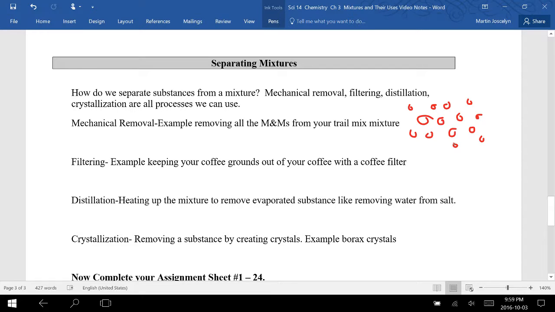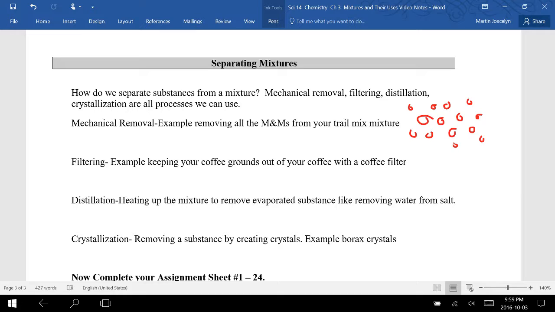Filtering is when we use a filtering device or sift or filter paper to actually filter out a substance. So we could filter out sand with a colander out of water, or we could filter out coffee grains using a coffee filter.